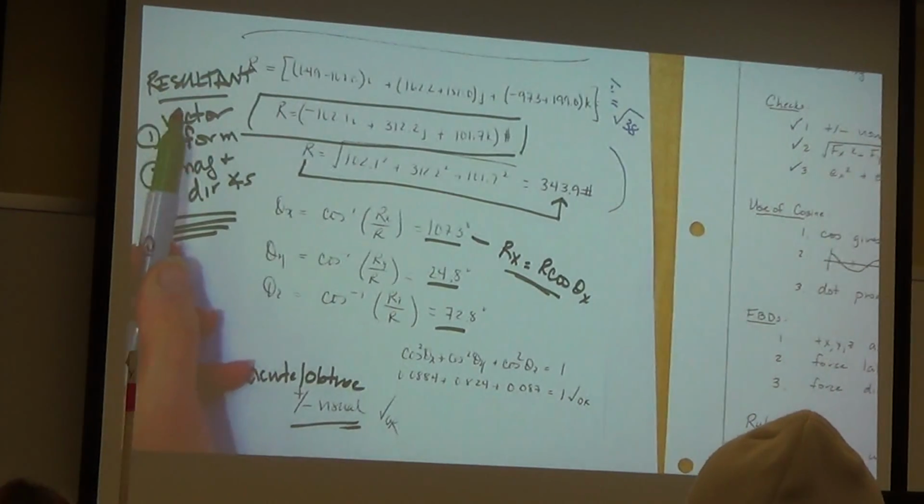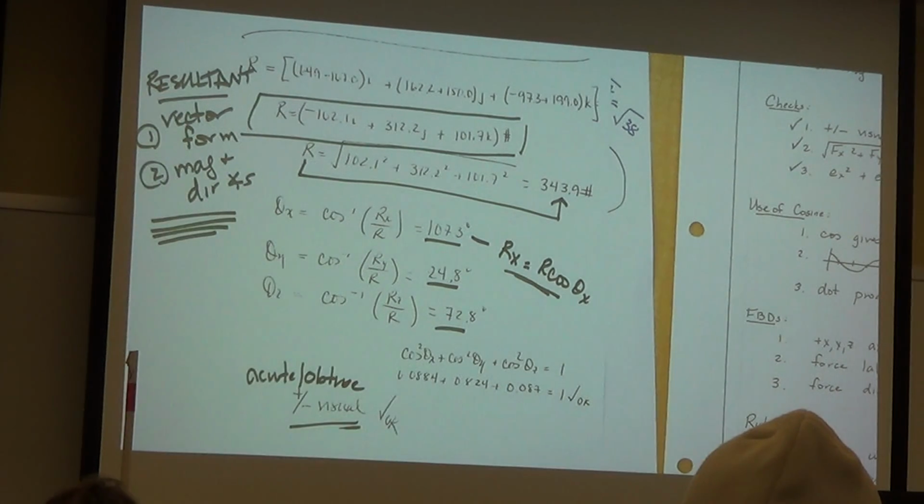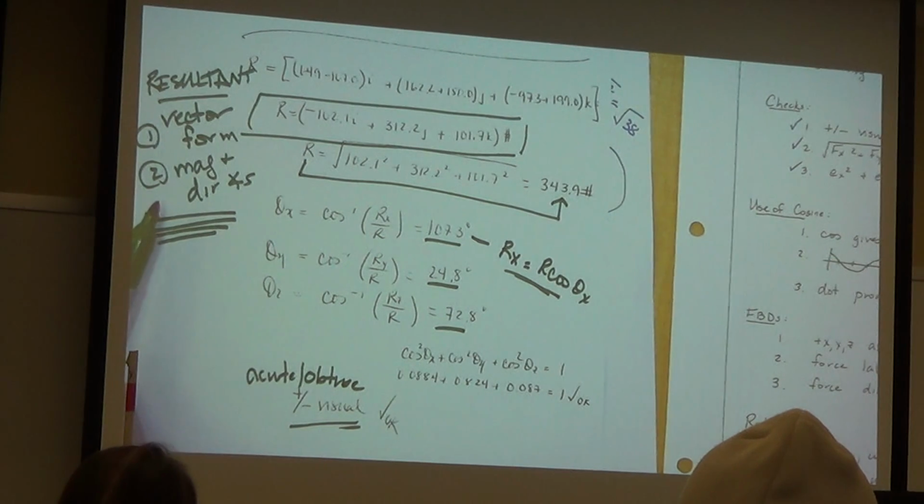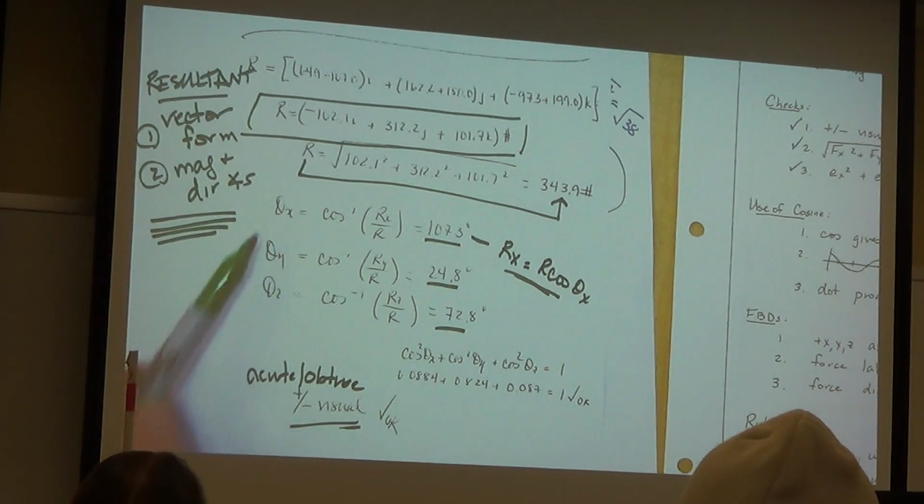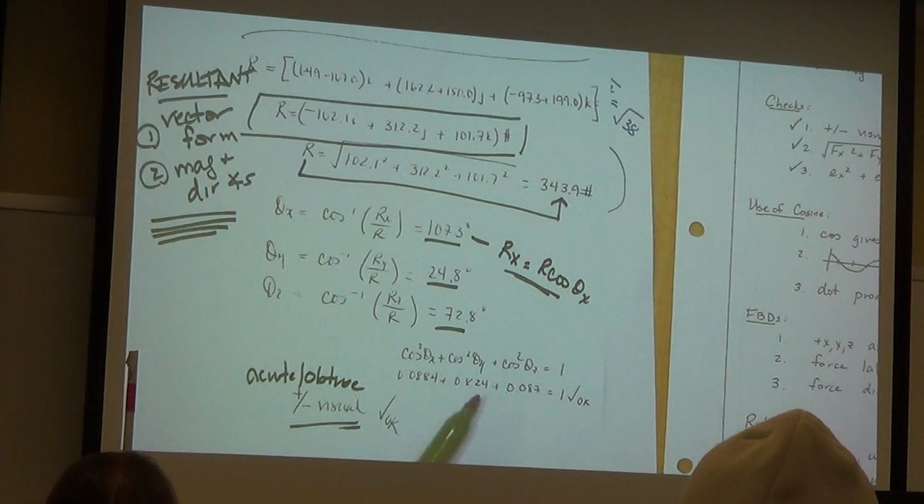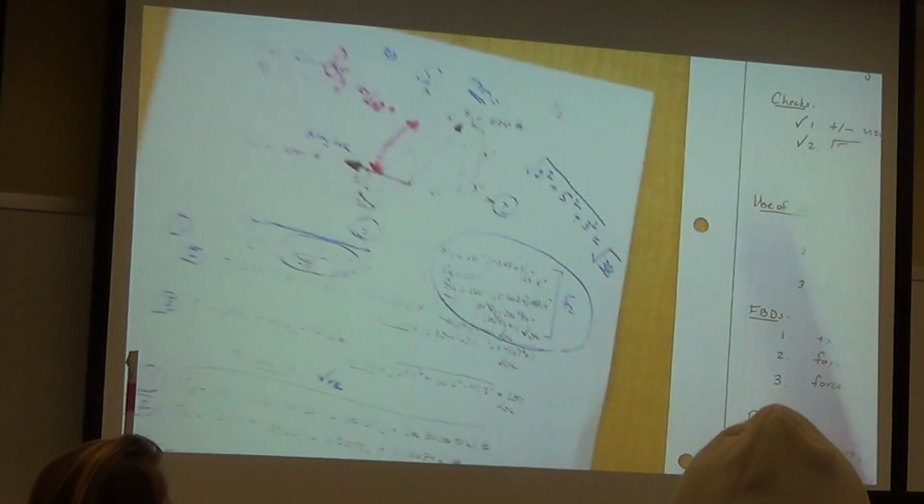So for resultants, you sum up the x's, sum up the y's, sum up the z's, represented in vector form, represented in magnitude and direction angle, which means you have to solve for the direction angle. You do a check, and you check positive and negative.